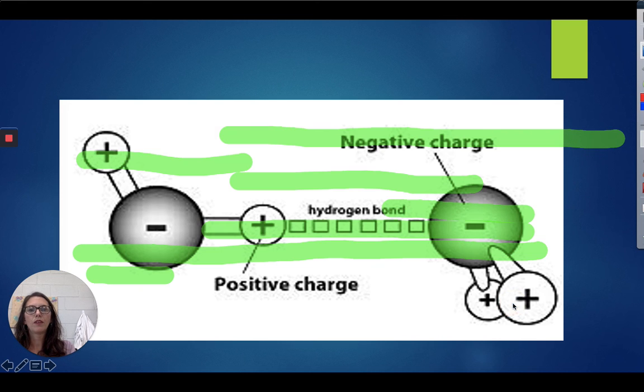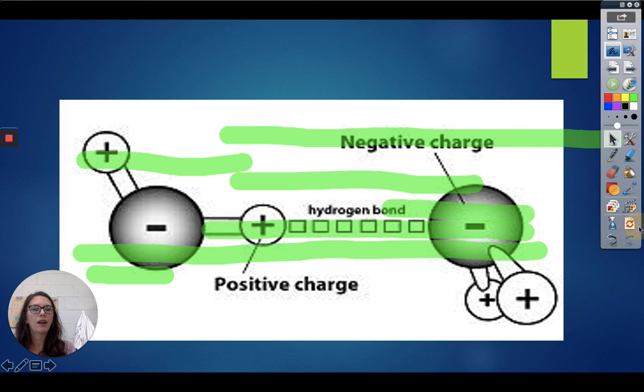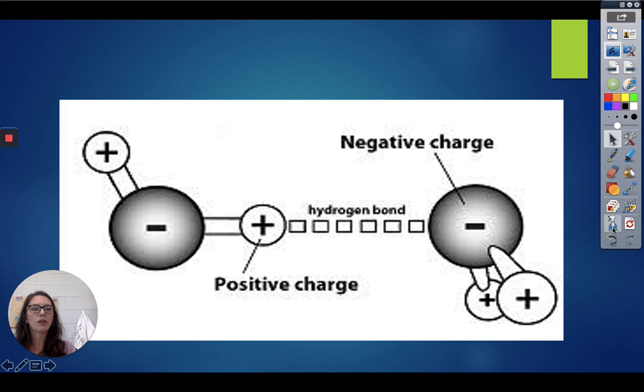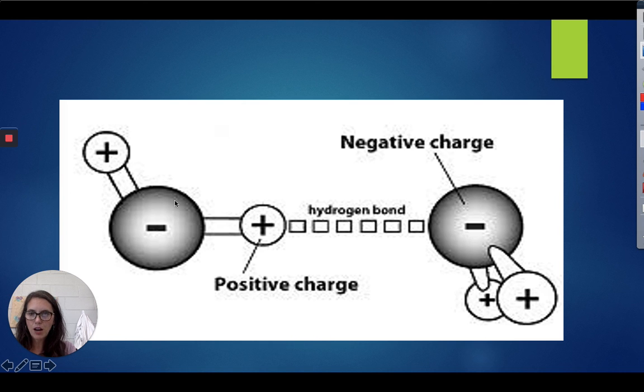Okay, and here's a picture showing a hydrogen bond, and actually this is two water molecules. Here's one. This is your oxygen and your two hydrogens. Hydrogen end is positive, oxygen end is negative. Over here, this is also a water molecule, just turned differently. But your oxygen is negative, hydrogens are positive. So the oxygen end of one water molecule and the positive hydrogen end of another are attracted to each other, and a hydrogen bond forms between them.